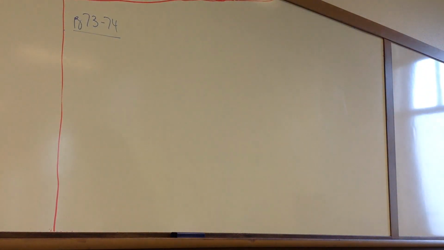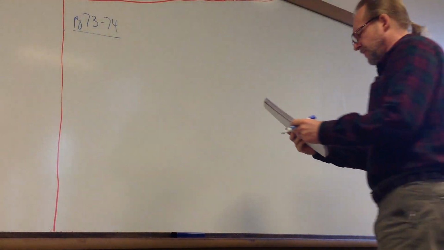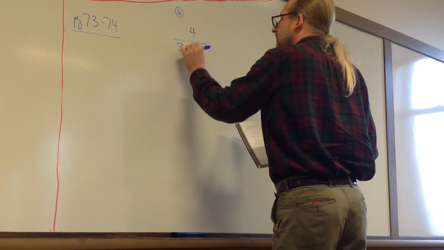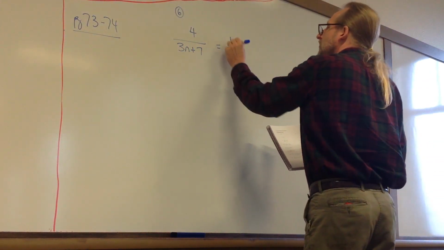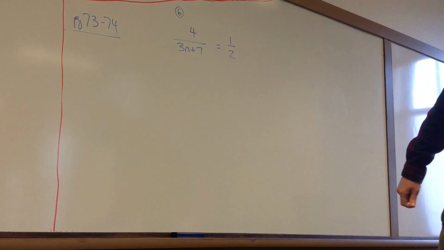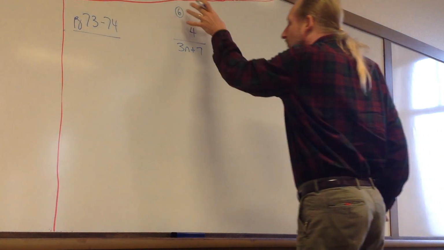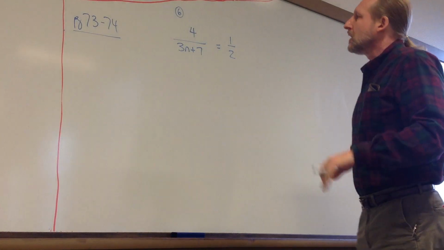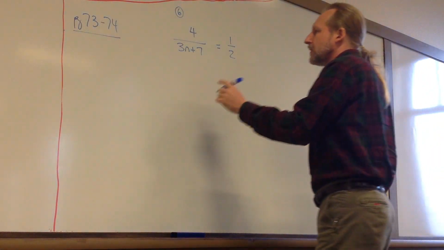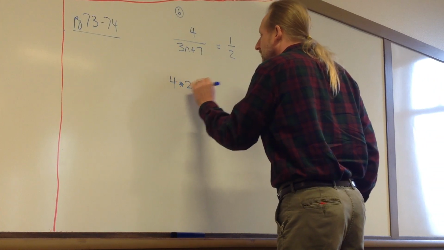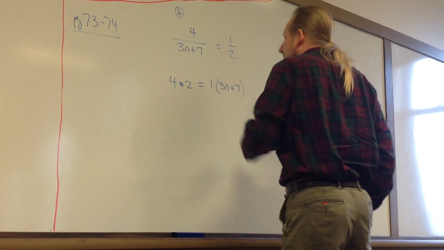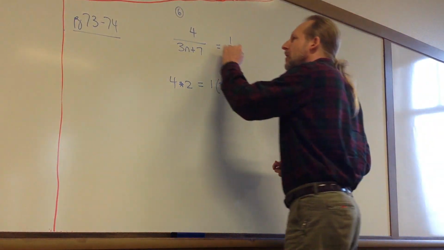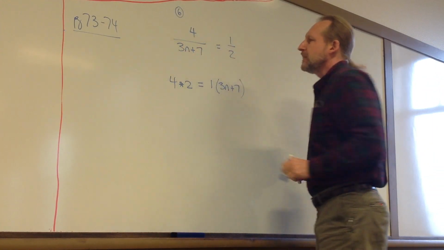The next group of problems are set up as a fraction equal to a fraction. So in problem 6, we have 4 over 3n plus 7 equals 1 over 2. So if you have your equation in this format where you just have one fraction equal to another fraction, you can cross multiply. So I'll go ahead and do that first. 4 times 2 equals 1 times 3n plus 7. Okay, so that's the process for cross multiplying, is that you multiply these two and say that it has to be equal to those two.